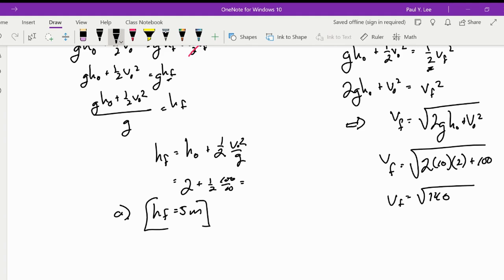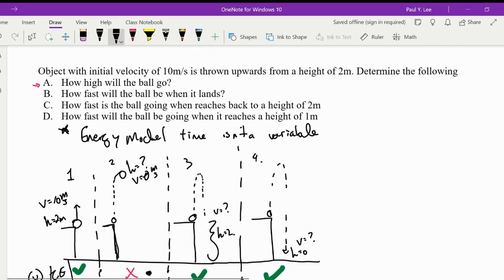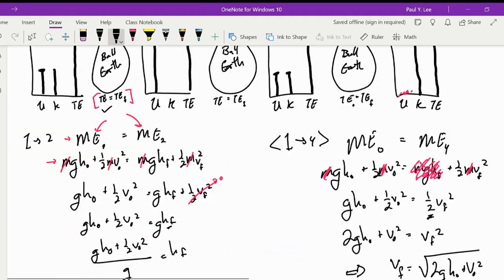Oh my gosh, I can't do that math in my head. But that's the answer. Plug that into the calculator. Do it. So this is the answer for B. All right, we just solved B.